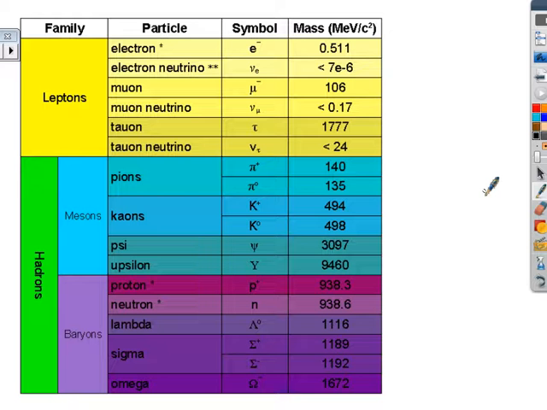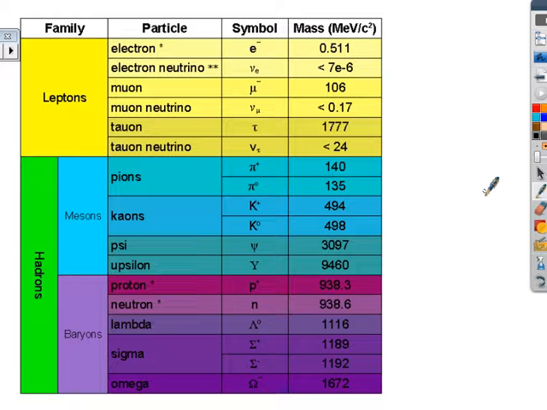You'll see here a whole bunch of different particles. Now this is just a fraction of the new particles that were discovered. There's 300 particles that were discovered, and they were all brand new and exotic, and scientists were getting pretty confused.